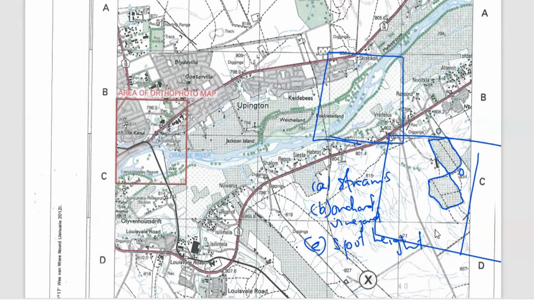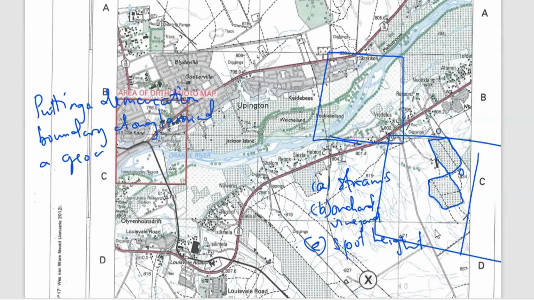When we're talking of buffering in geography, we are looking at putting a demarcation or a boundary along or around a geographical feature. That is buffering. We are putting a boundary or a demarcation around a geographical feature. That is demarcation or boundary.